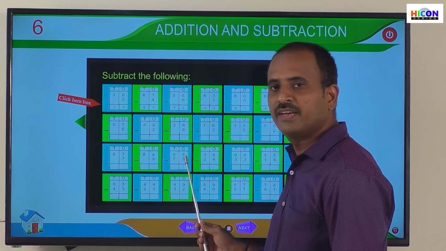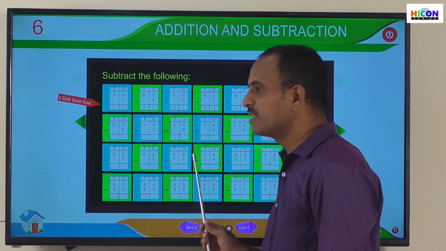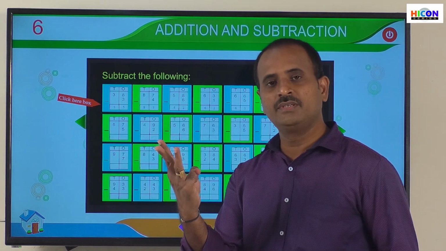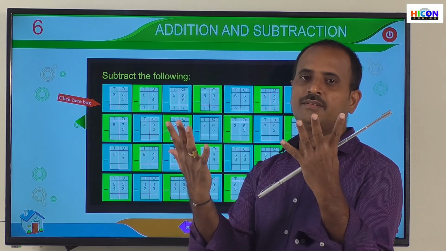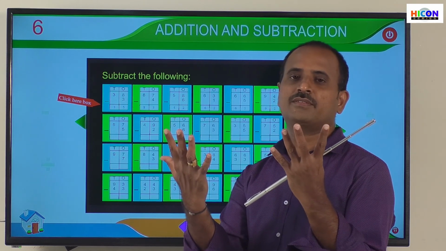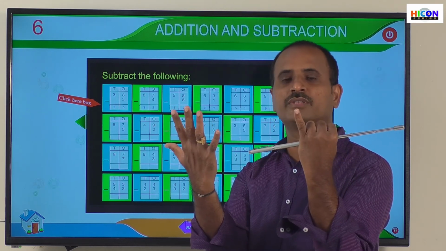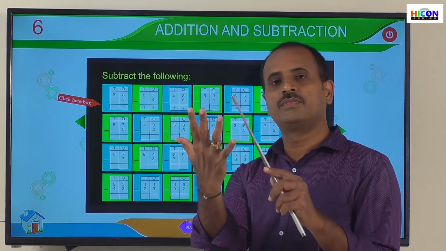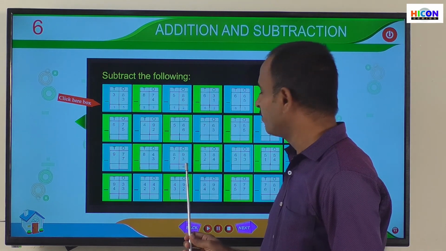So open 9 fingers and close 3 fingers among the 9 fingers, and the remaining fingers will be the answer. So first open 9 fingers. 1, 2, 3, 4, 5, 6, 7, 8, 9. These are the 9 fingers, and close 3 fingers among these 9 fingers. So close 3 fingers. 1, 2, 3. So children, I have closed 3 fingers. How many fingers are remaining? 1, 2, 3, 4, 5 and 6. So write 6 under the ones place.